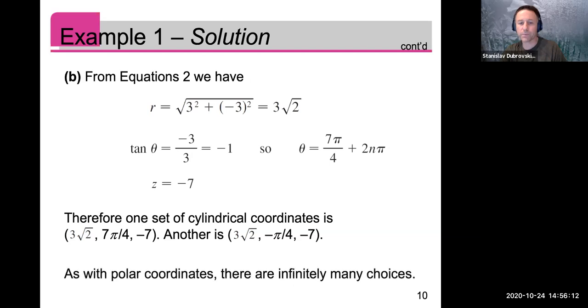Good. But there are infinitely many choices. So for instance, we can write another choice. If we go even further negative, add another 2 pi, so negative 9 pi over 4, 3 root 2, 7. So infinitely many choices here.